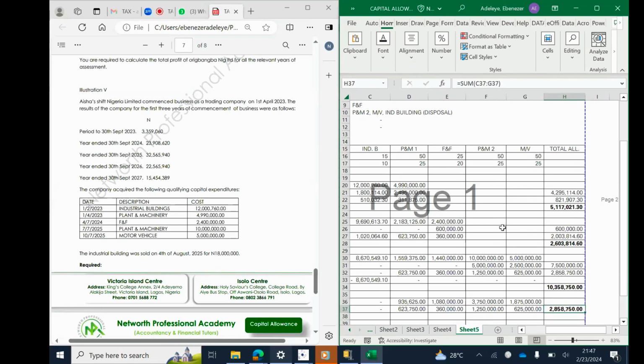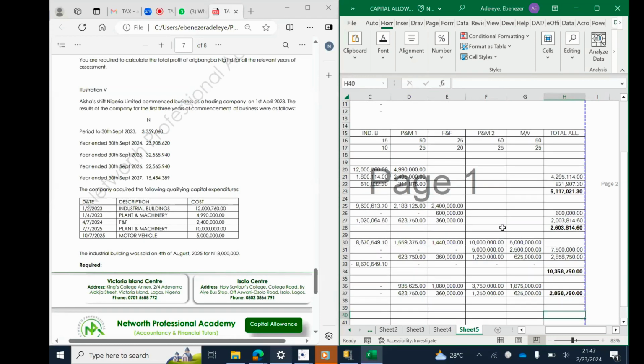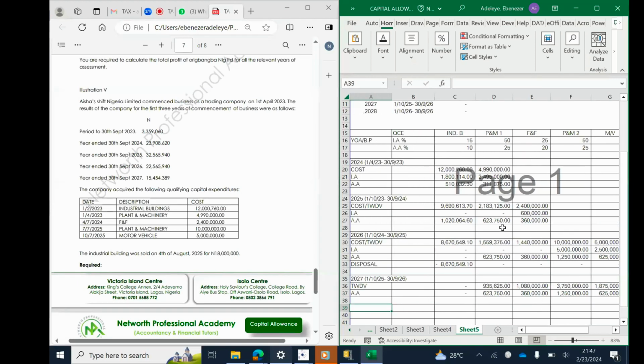Because there's no annual allowance here, this will also be our total allowance. There's no initial allowance here. This will also be our total allowance. So I believe a lot of them are already getting to their final years. So let us just do 2028, of which the base period will now be 26.